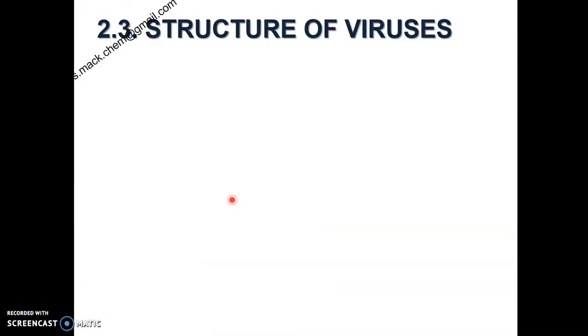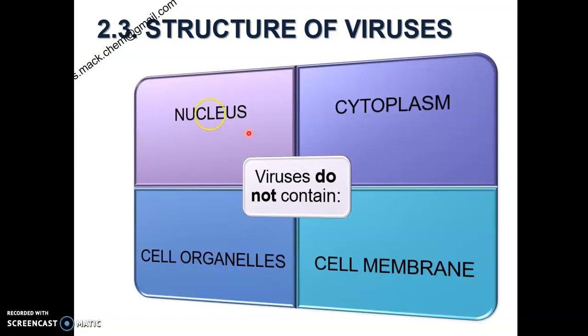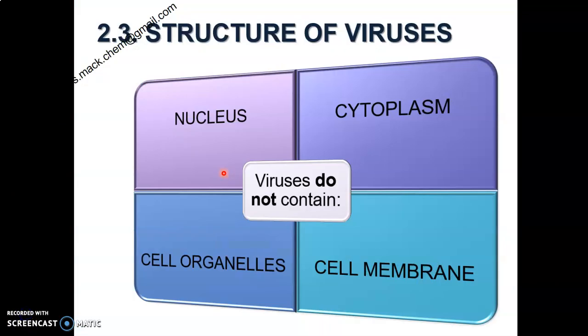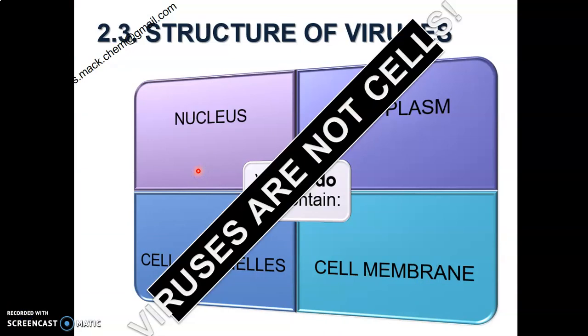In looking at the structure of a virus, we can see that many parts of what you would find in a living cell are not present in a virus, and we are going to refer to a virus as a particle. So what can we not find within a virus particle? Viruses do not contain a nucleus, they do not contain cytoplasm, they do not contain cell organelles or a cell membrane. Based on this information, we can definitely say that viruses are not cells.